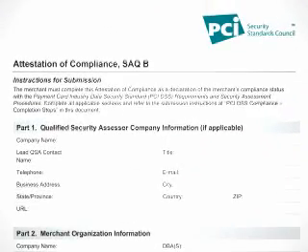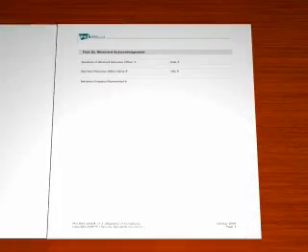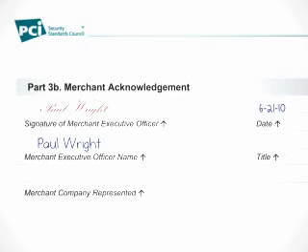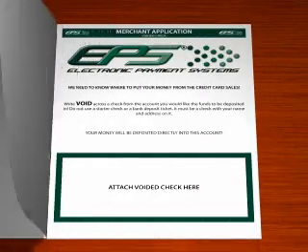PCI compliance and the Payment Card Industry Data Security Standard SAQ Self-Assessment Questionnaire is a form that will need the merchant's signature on the very top line, followed by the printed name of the owner and business name below. EPS will complete the questionnaire with the merchant.